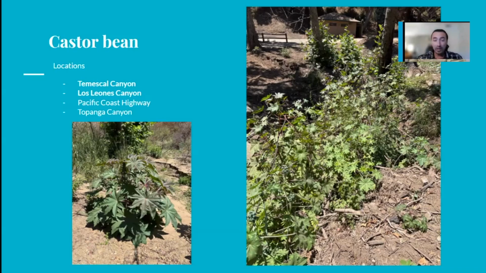They're also very poisonous. All parts of the plant are poisonous. Granted, they do use castor bean for castor oil, but nonetheless, it's a very poisonous plant. The seeds themselves can contain ricin, which is extremely deadly to humans.